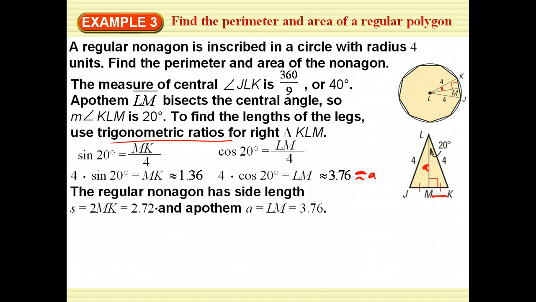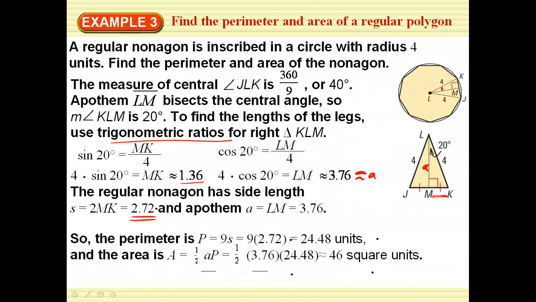So in my regular nonagon, my side length is twice MK, so I did twice 1.36 to get 2.78, and my apothem's 3.76. So my perimeter is 9 times the side length, so it comes out to be 24.48. And then I just use my formula, 1/2 the apothem times perimeter. So 1/2 of 3.76 times 24.48 gives me approximately 46 square units.